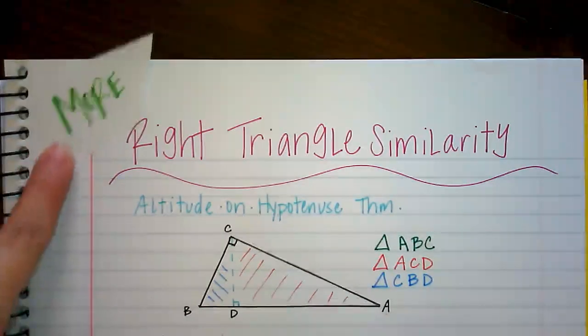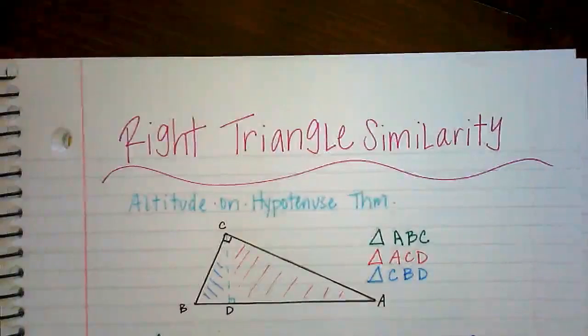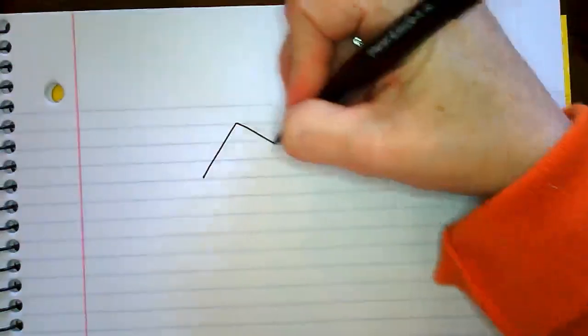So I'm going to do some more right triangle similarity. So I am just going to continue on the next page in my spiral. But first, I think it's good to just get a little more practice again with what the whole storyline is here. So we have a right triangle. So I'm going to try and draw a right triangle here.